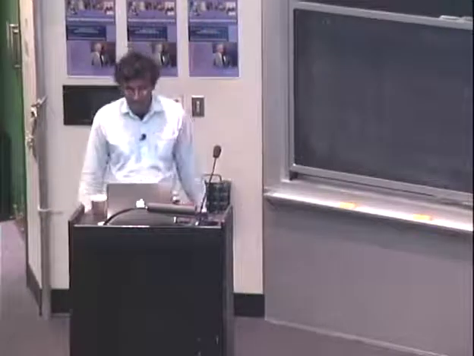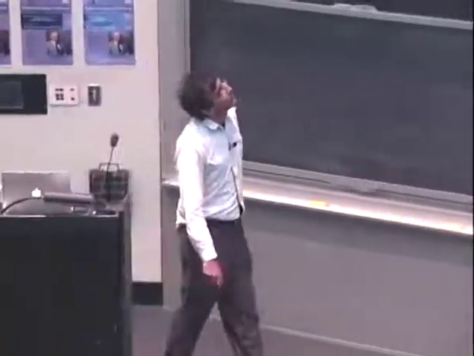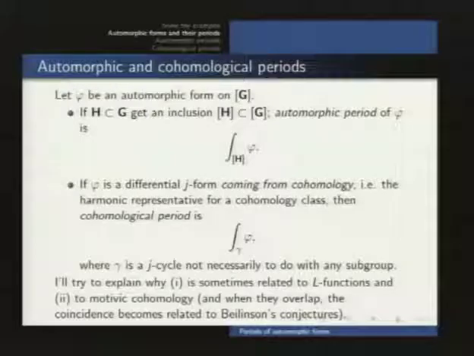That's the second thing, and that's going to be more speculative. I'm going to suggest some relations of it to motivic cohomology. And then when the two overlap, that overlap is going to be related to Beilinson's conjectures that relate special values of L functions to motivic cohomology.